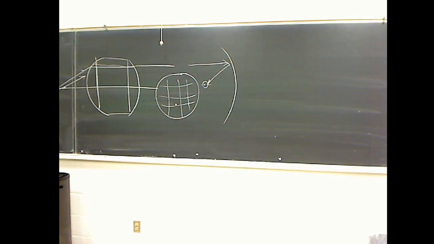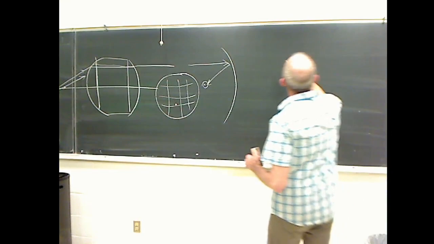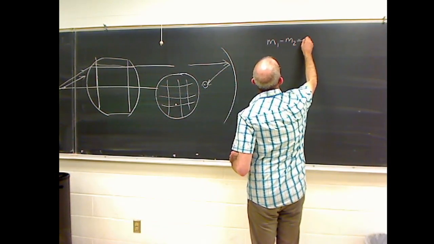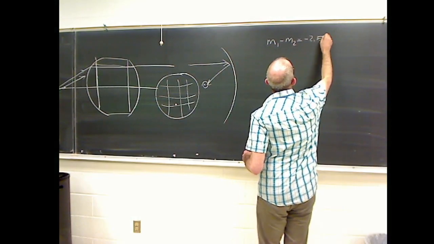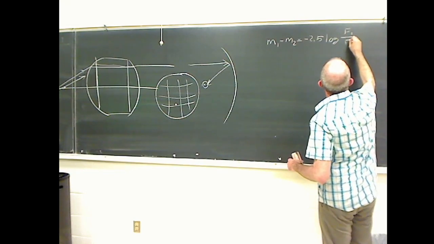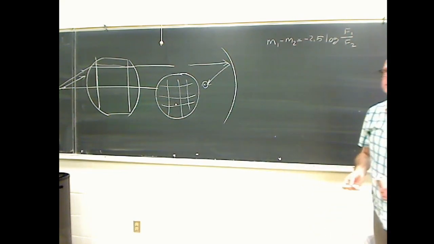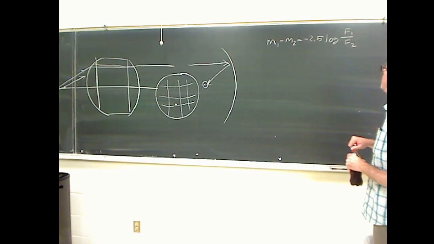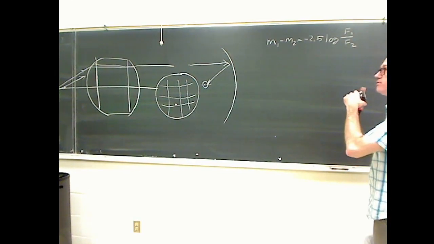What was that? Oh yeah, so we're going to use the basic definition of a magnitude. M1 minus M2 equals minus 2.5 times the log of the flux of 1 over the flux of 2. Does that make sense? This is just definition. It doesn't need to make sense. You just have to believe me that this is the definition. And we plug in different things for M1 and M2 and F1 and F2 based on what we need to get out of outer space.